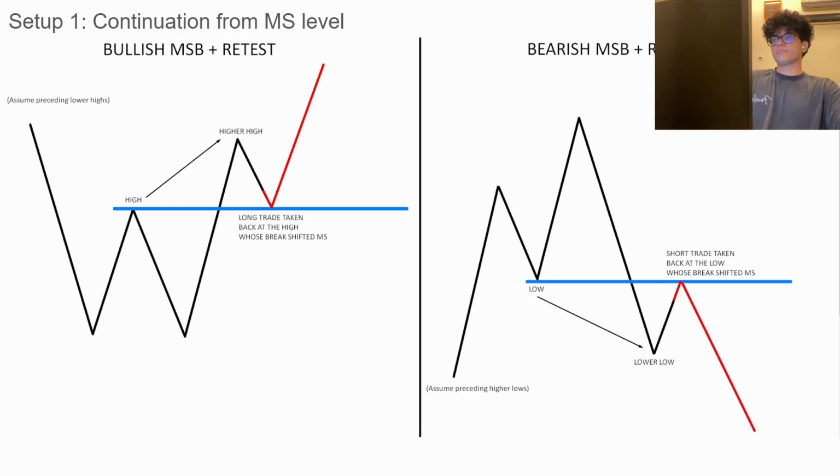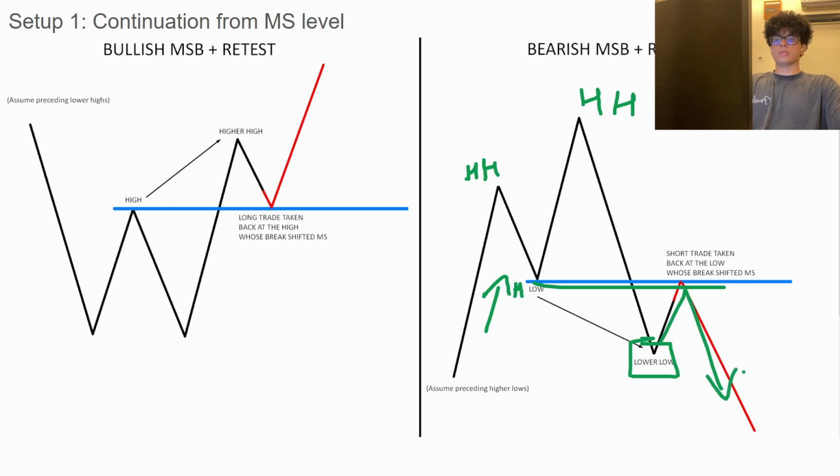Just repeating this again. So bearish market structure break plus retest, right? Price is in an uptrend, it's making higher highs. This is a higher low. What price does is it breaks this higher low and goes below, right? Now you're like, oh, market structure has shifted. Now I'm going to potentially short this. So now you wait for your entry, which comes to here, and you short it.